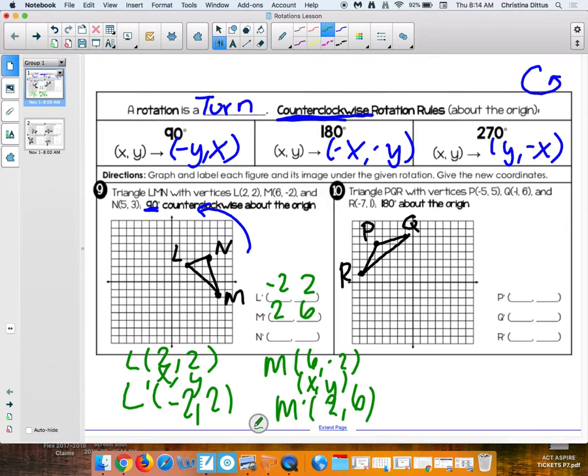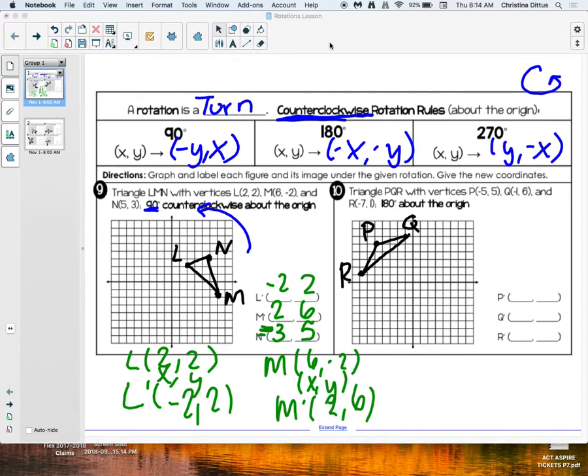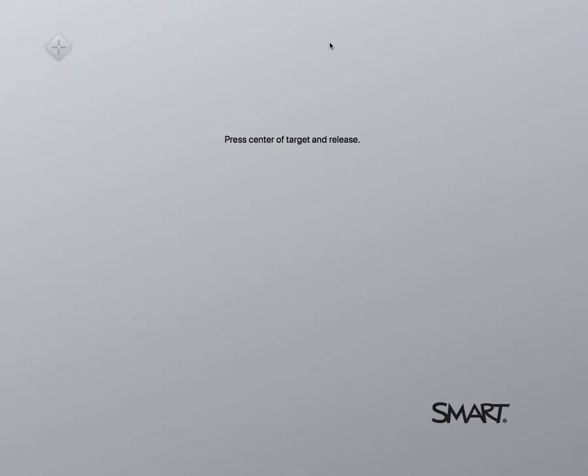What about N? What's N's new one going to be? Good. Negative 3, 5. Okay, so plot those points. I feel like it's easier to find the element in it. You just have to find it first.